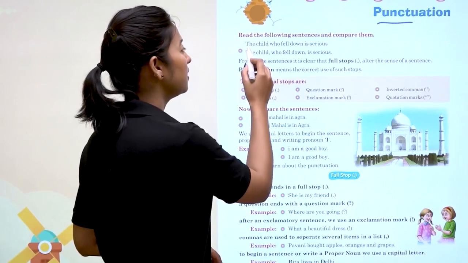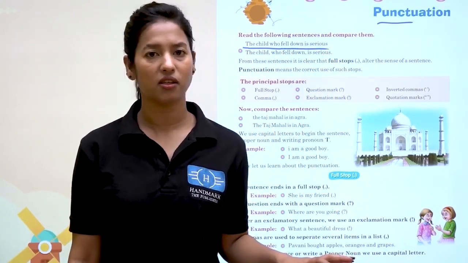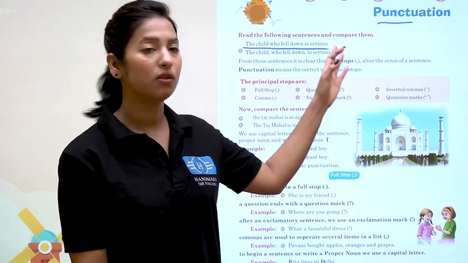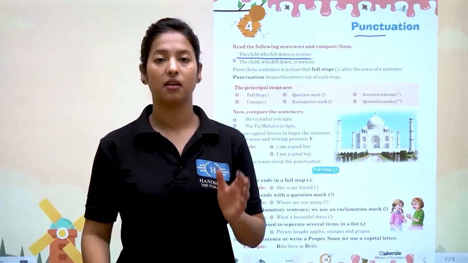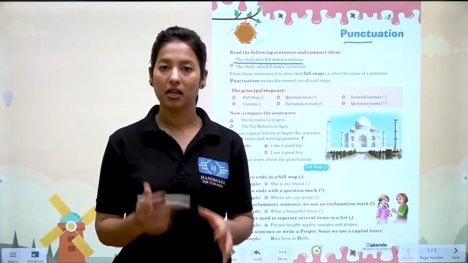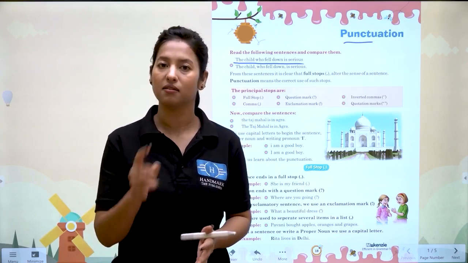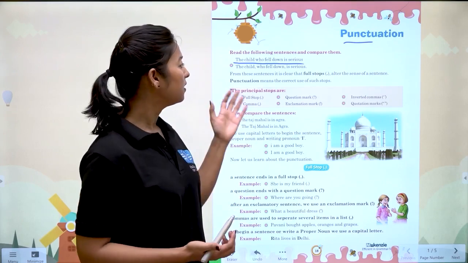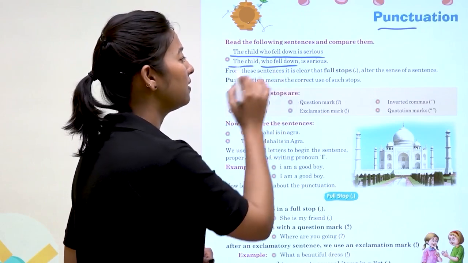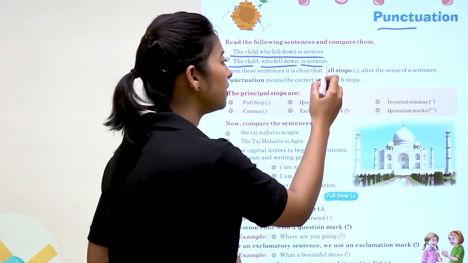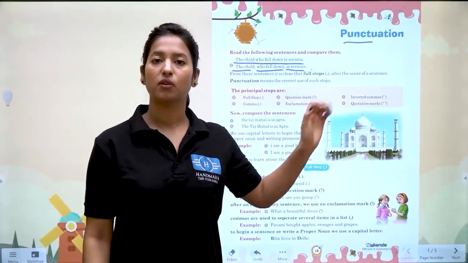Let's see the sentence. The child who fell down is serious. So this is not a complete sentence because it has no end point, no end mark here. We have already discussed and learned in the previous chapters that a sentence must have an end mark, which shows that the sentence is completed. Now, when we see the second one, we see that the child, comma, who fell down, comma, is serious, full stop. Now we have used comma and a full stop here.